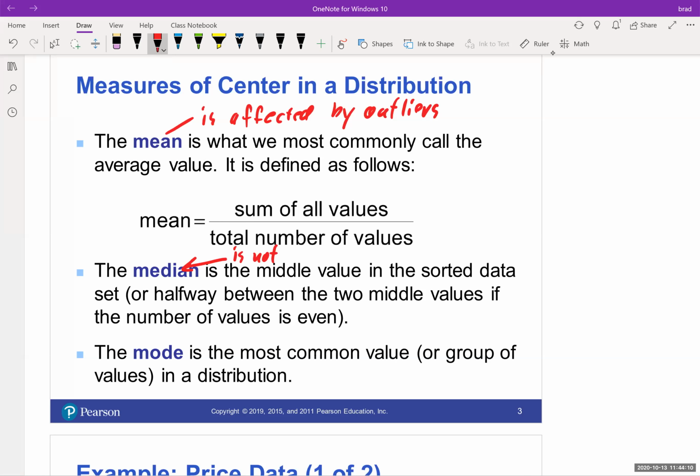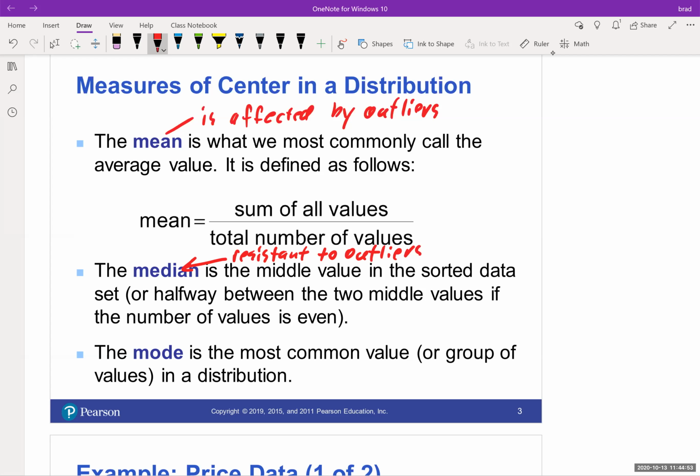However, the median is not affected by outliers. And I shouldn't say not at all, but it is very resistant to outliers. Okay, so the median is something you would use to talk about the center of the data, or I wouldn't say necessarily the expected value, but it's a similar idea. The median is the middle value in the sorted data set, or halfway between the two middle values if the number of values is even.